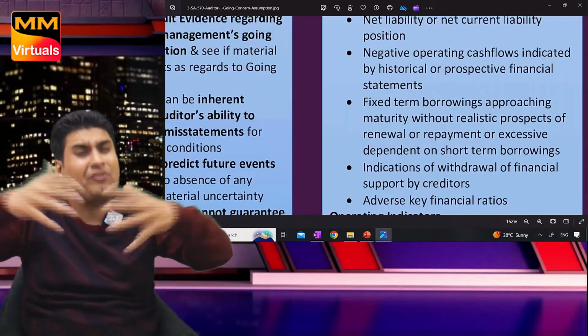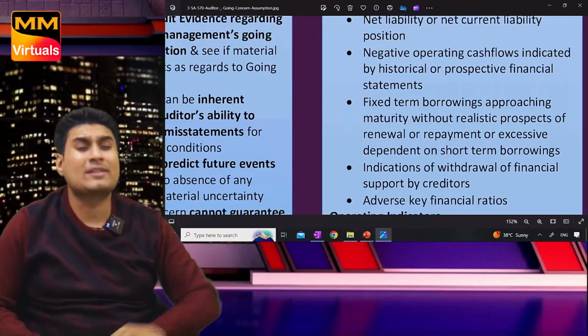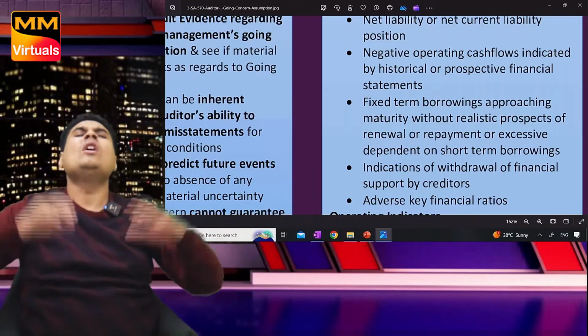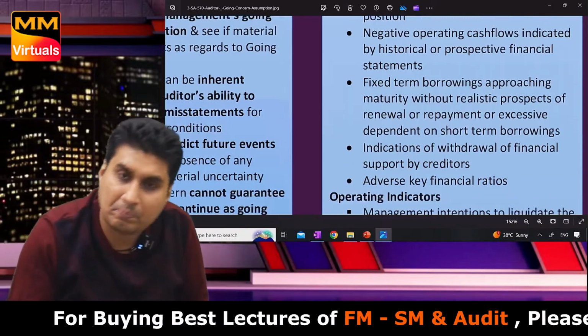Net liability or net current liability. You don't have to learn it by heart; roughly also you can learn. Net liability, net current liability. Adverse ratios. Negative operating cash flow. Fixed term borrowing approaching maturity without realistic chance of payment.